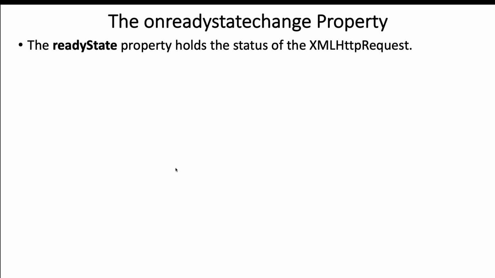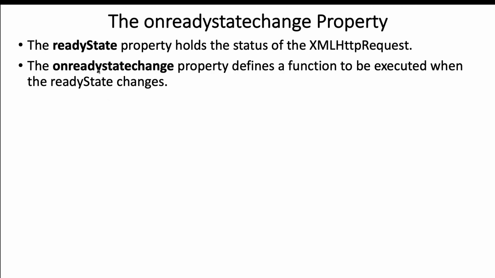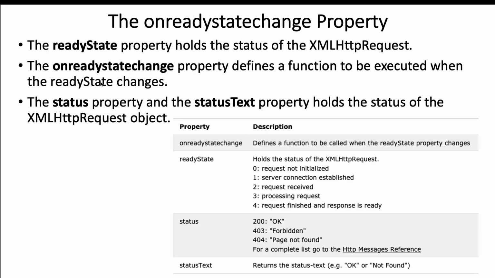The readyState property holds the status of the XMLHttpRequest. The onreadystatechange property defines a function to be executed when the ready state changes. And so readyState has these positions: the request is not initialized, the server connection is established, the request is received, it's processing the request, and the request is finished and the response is ready.